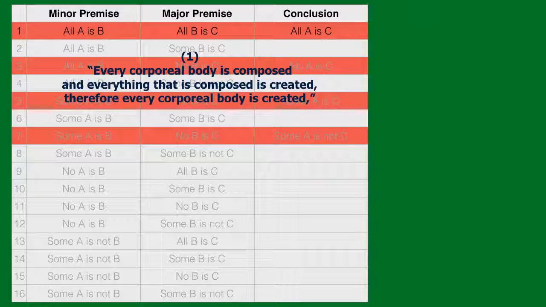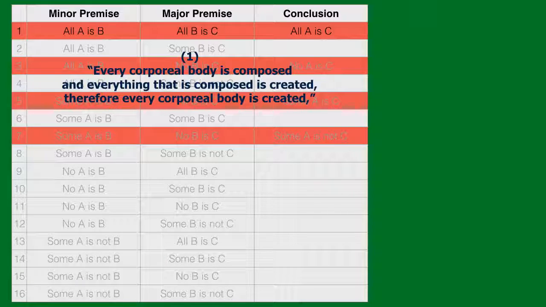So he says that every corporeal body is composed. This is all A is B. This is the minor premise. A is every corporeal body, and B is something that is composed. The major premise, all B is C: everything that is composed is created. This gives the conclusion all A is C. Therefore, every corporeal body is created.